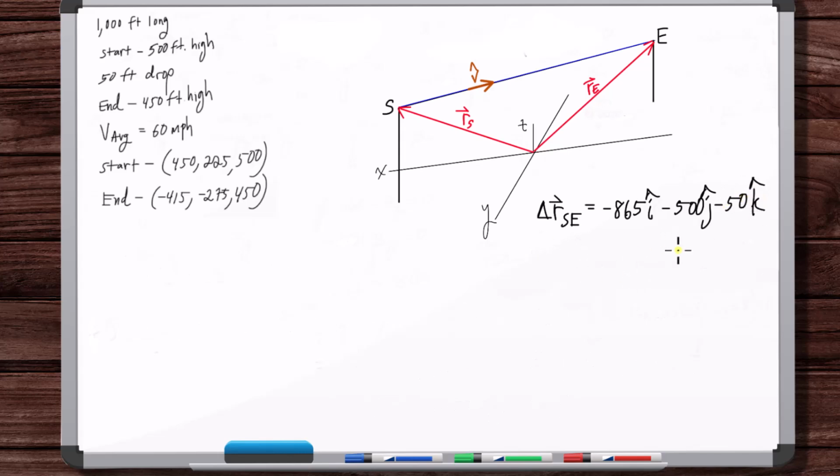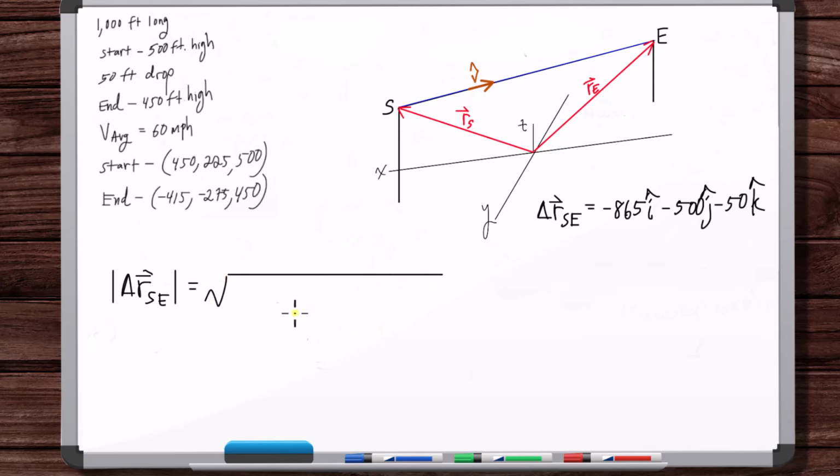We know that this vector is in the exact direction that we're looking for. Even the sense of it is correct. It's pointing along the zip line with sense pointing towards the end. The only issue is that this is not a unit vector. To make this a unit vector, we just need to divide it by its magnitude. So what is the magnitude of this displacement vector?